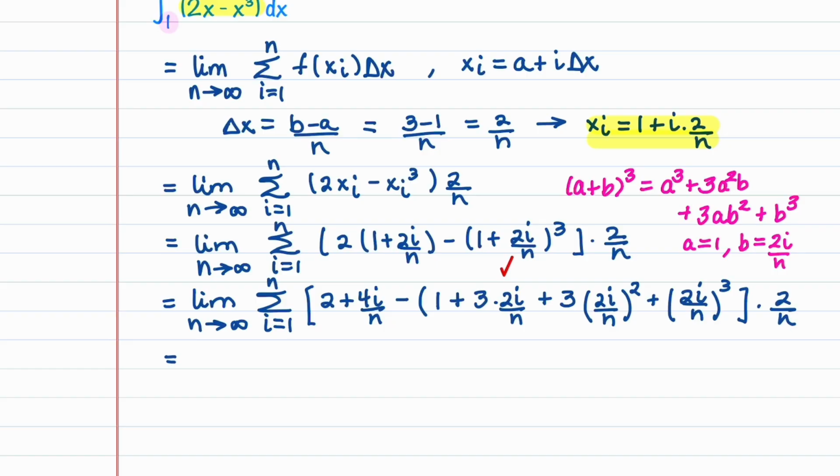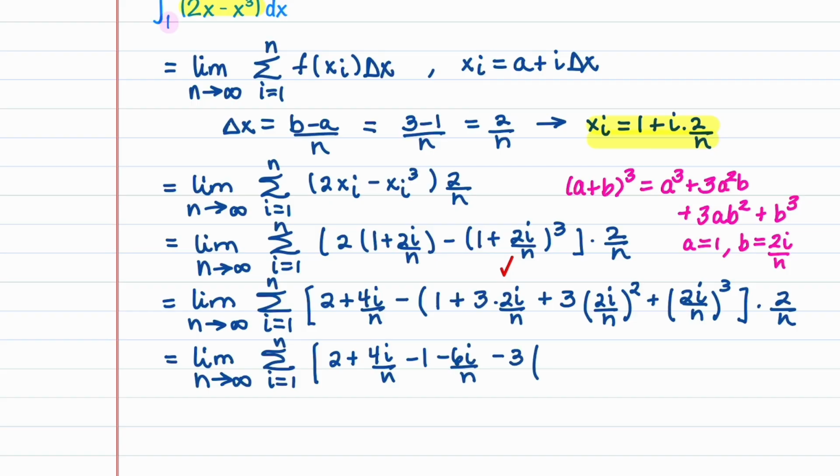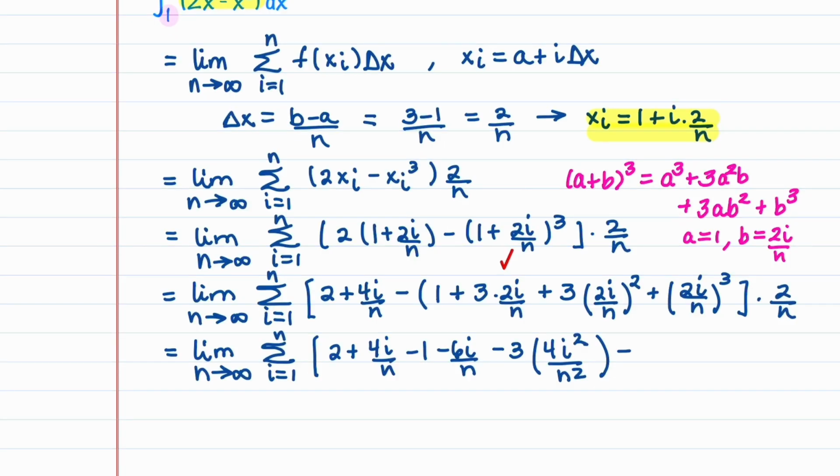Now let's go ahead and multiply everything out. This is the limit, n goes to infinity, the sum, i goes from 1 to n. Let's see what we have. We have 2 plus 4i over n minus 1 minus 6i over n minus 3, and then 2i over n squared is 4i squared over n squared. And then we subtract 2 cubed, which is 8. So this is 8i cubed over n cubed, all times 2 over n.